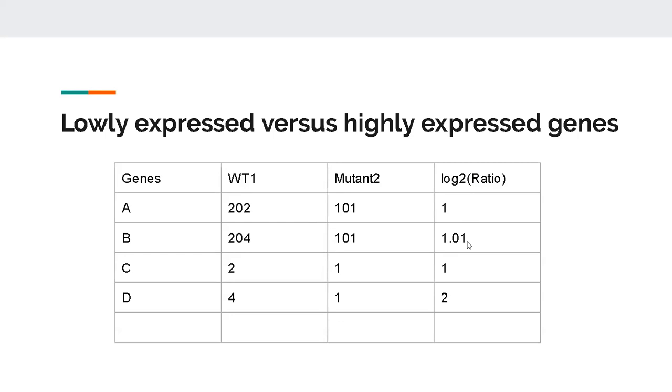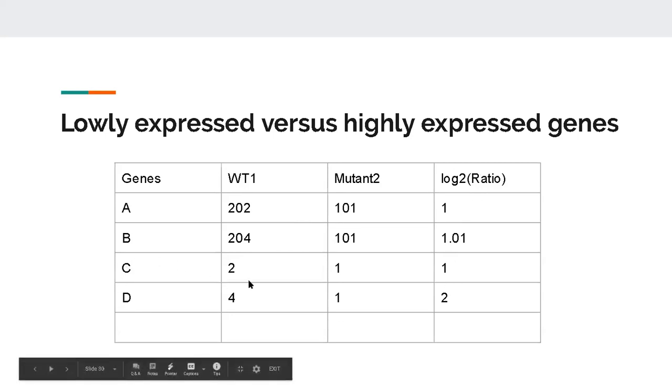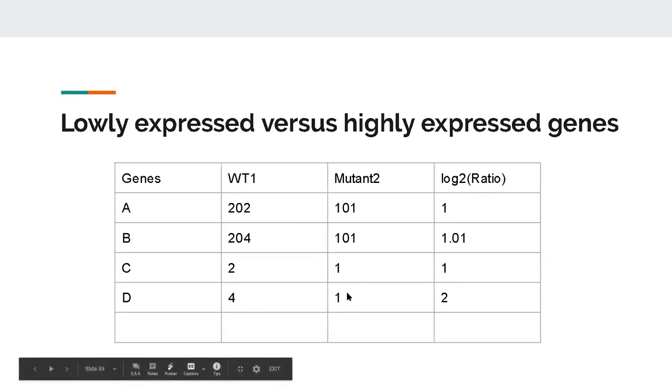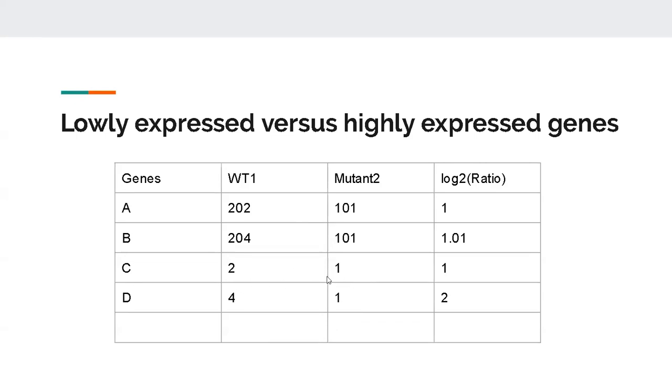So that means there is approximately twofold change of gene A and B. Now, if you don't look at this log2 and if you just look at these C and D genes, these are very low read counts. So you have just 2 in wild type and you have 1 in mutant, and you have 4 in wild type and you have 1 in mutant. You know by your own logic that this is a very low read count, and essentially these are not really being highly or lowly expressed in both of these conditions.